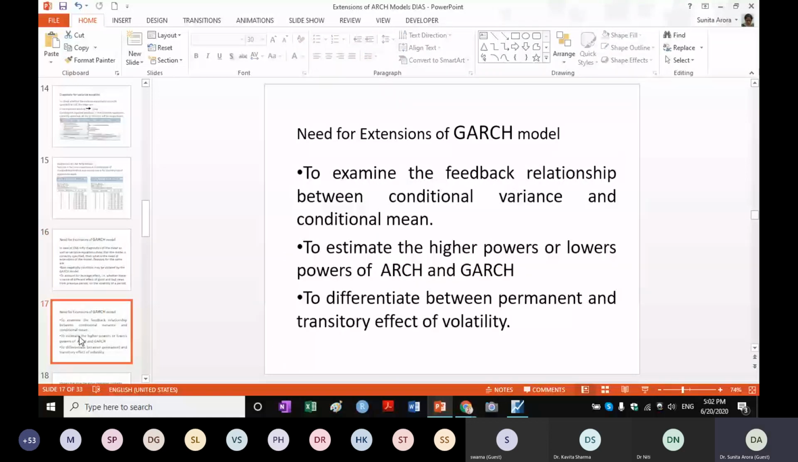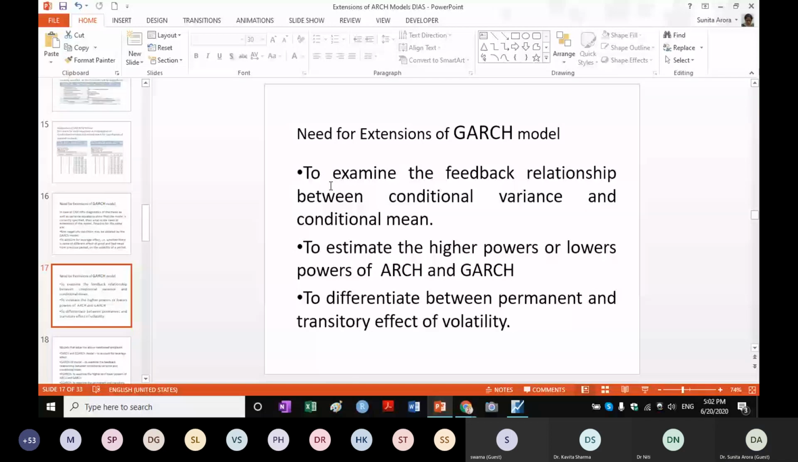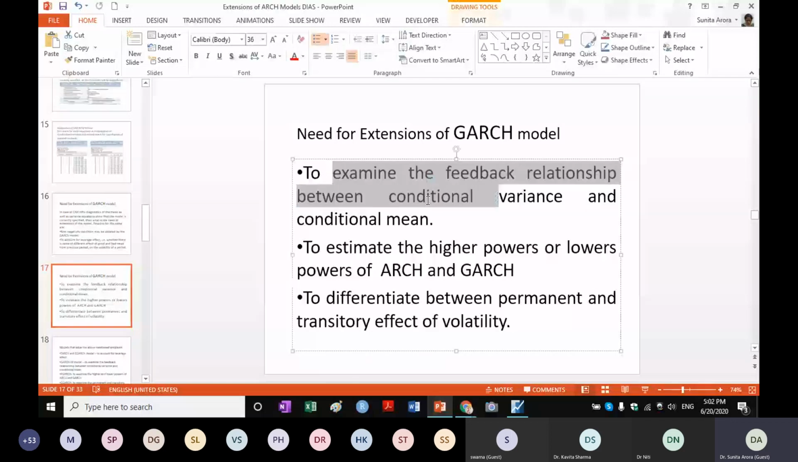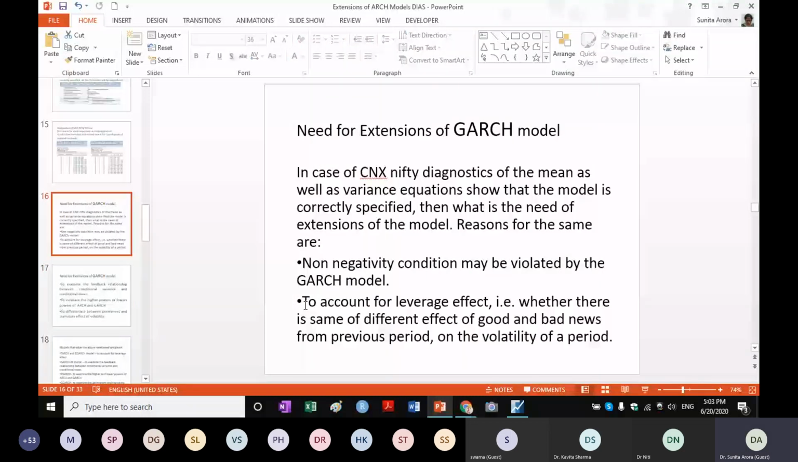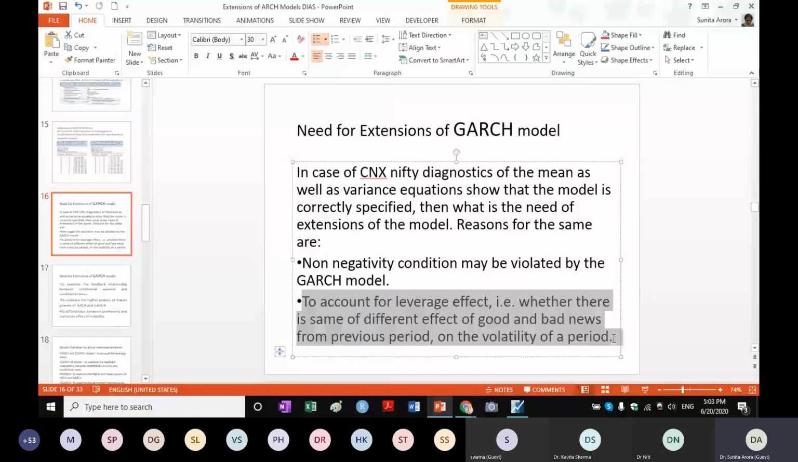Yes, some other needs are there for extension: to examine the feedback relationship between conditional variance and conditional mean, to estimate higher or lower powers of ARCH and GARCH, and to differentiate permanent and transitory effects in volatility. But because of constraint of time, I'll be touching only the news impact in volatility.